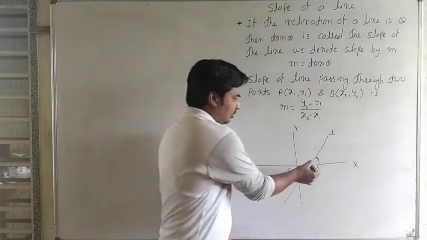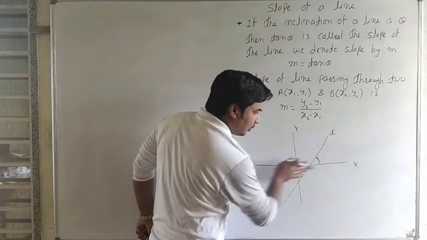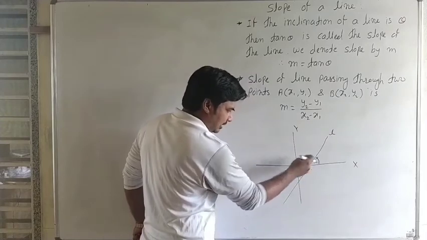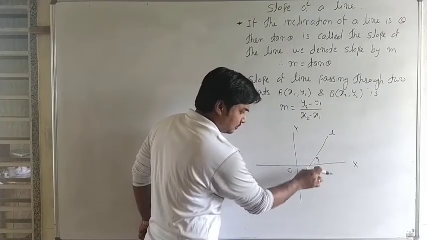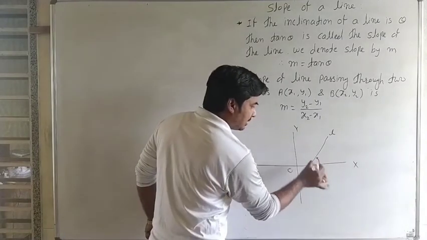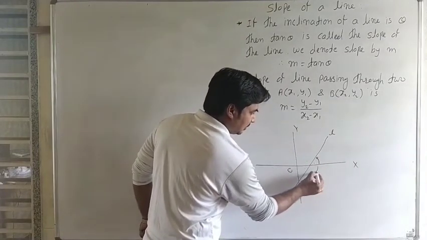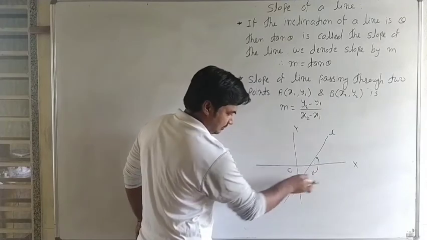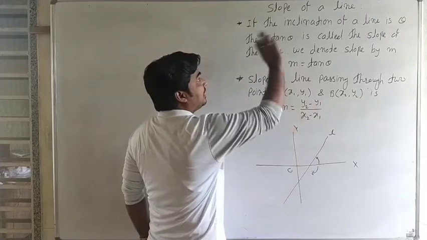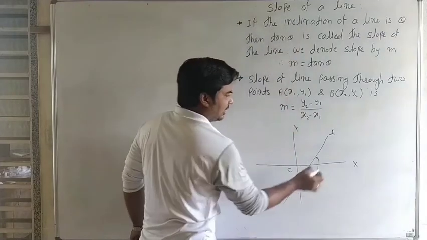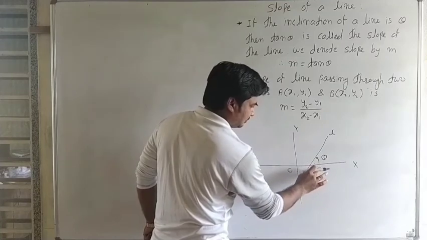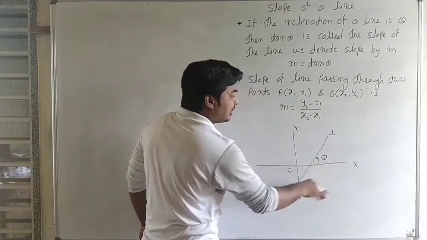Here there are two angles made by the line in the positive direction, and two angles in the negative direction. Of the two angles in the positive direction, one is in the anti-clockwise direction and one is in the clockwise direction. The anti-clockwise angle is called the inclination, and the clockwise angle is taken as a negative angle.